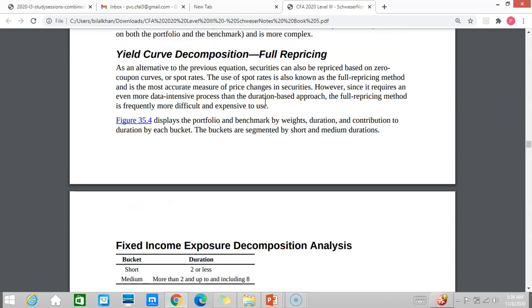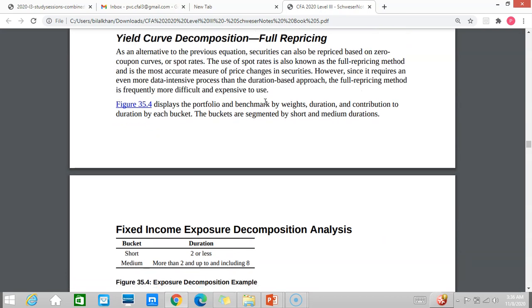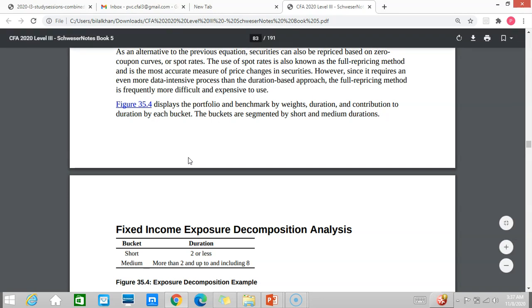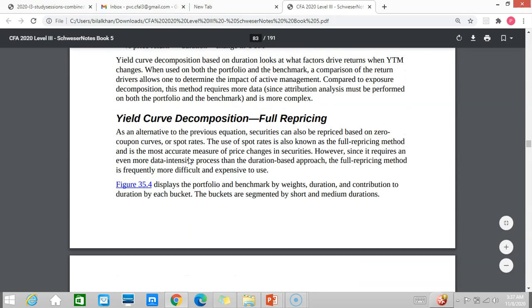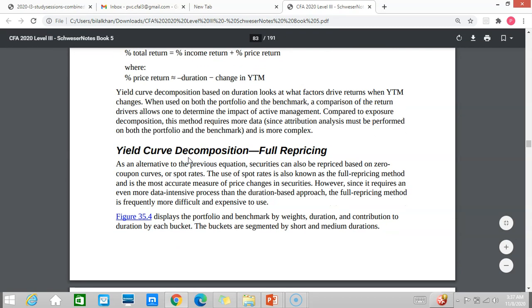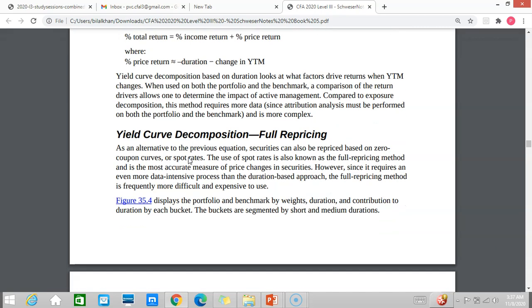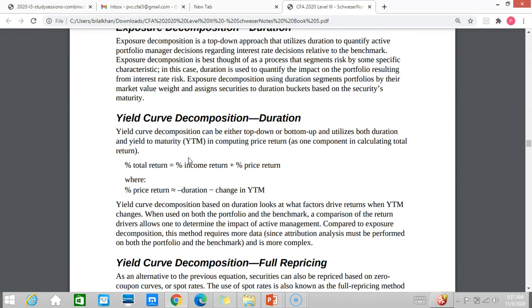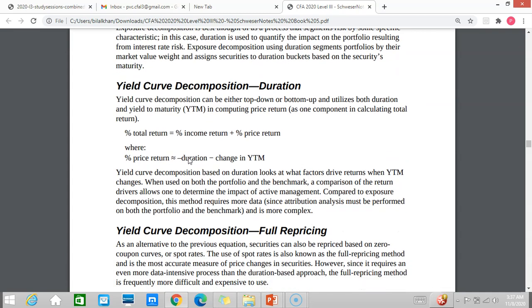Then third is yield curve decomposition, full repricing. So the general concept behind all of these is that you know that the duration leads to change in price return. So the higher the duration, the higher will be the change in price and the return, and the lower the duration, the lower will be the change in price. So you are able to decompose how much is coming in from income, how much is coming in from change in price, and with respect to change in price, how much is coming from duration and how much is due to change in YTM.